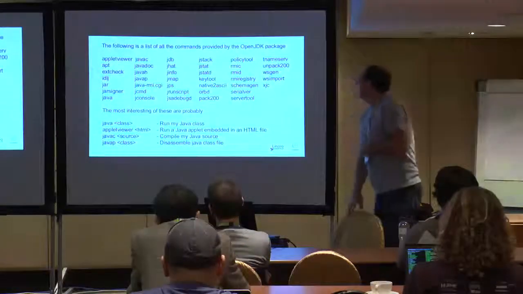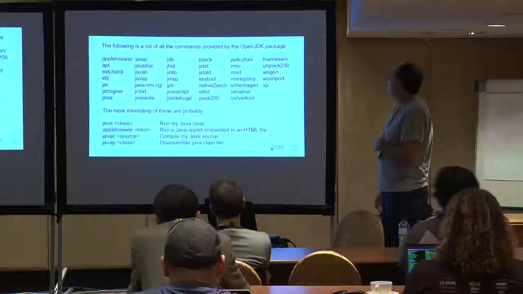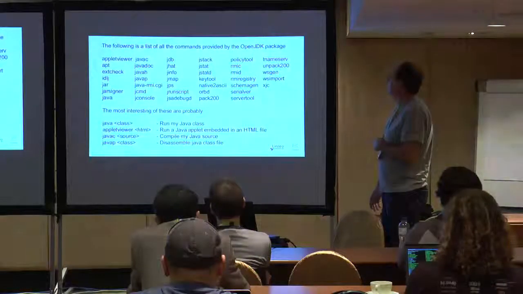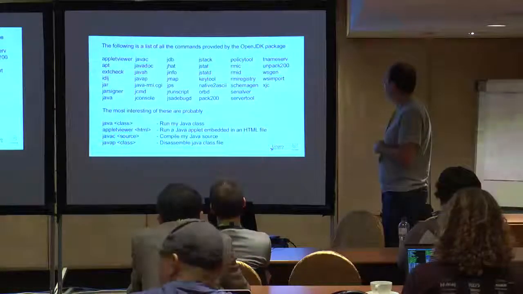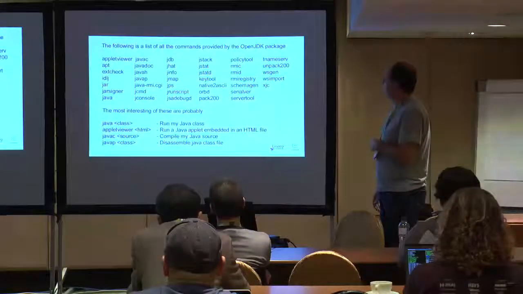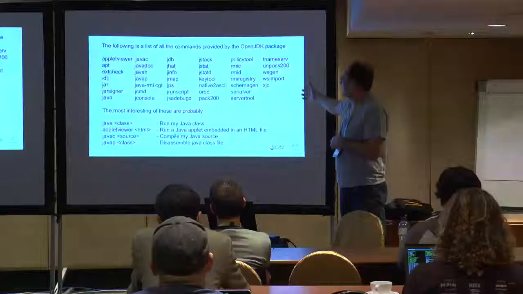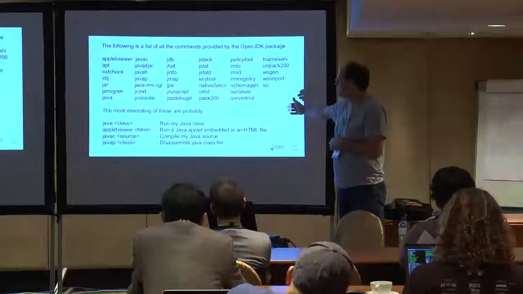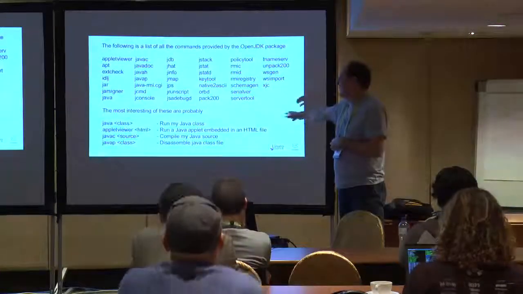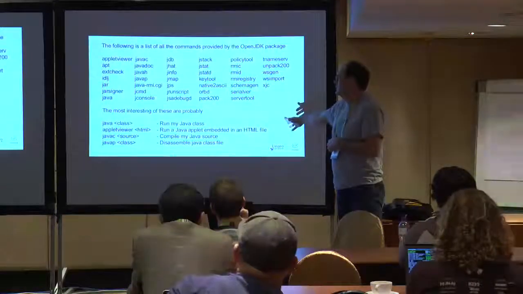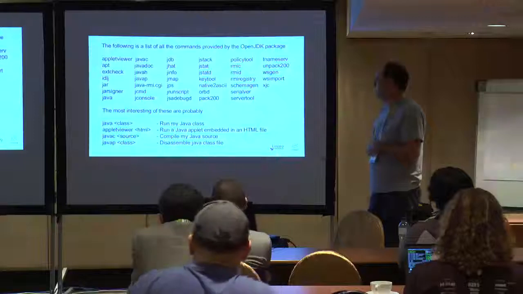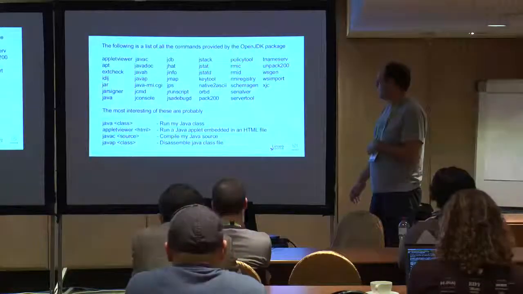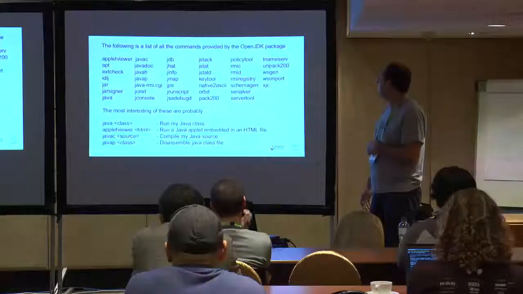So, yes, when you install OpenJDK, you don't just get Java, you get all of these. A lot of these are just to do with development with Java. The most interesting ones are obviously java, which runs my class; appletviewer, which runs a Java applet; javac, which compiles your source; and javap, which is a debugging disassembler for the class.